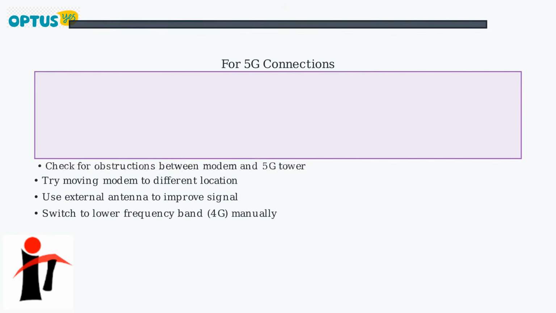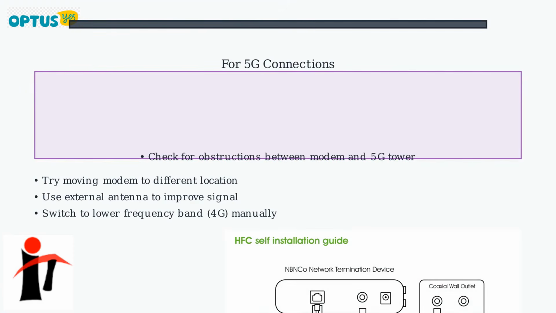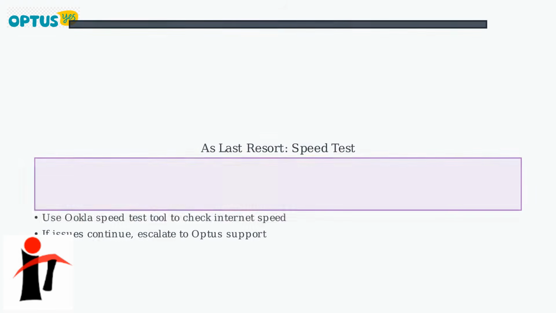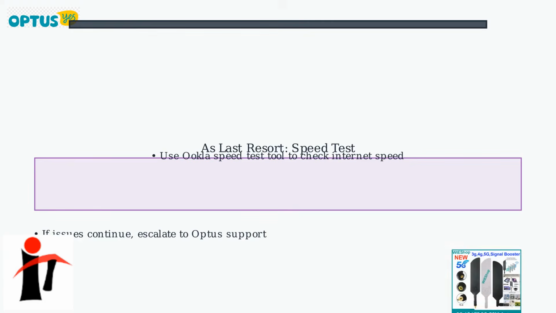For 5G connections, the problem might be signal interference. Check for any obstructions between your modem and the nearest 5G tower. Try moving your modem to a different location or use an external antenna to improve signal strength. You can also manually switch to a lower frequency band like 4G in your device settings for a more stable connection. As a last resort, use a speed test tool like Ookla to check your internet speed. If issues continue, it may be necessary to escalate to Optus support for further assistance.